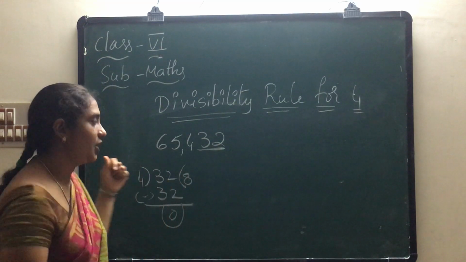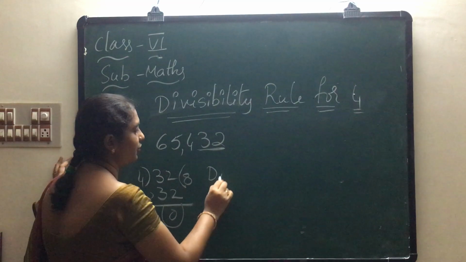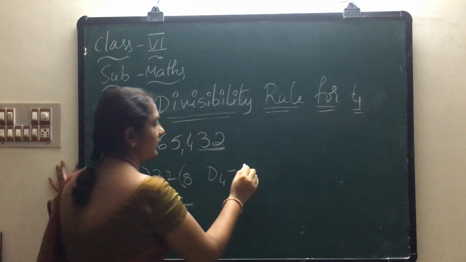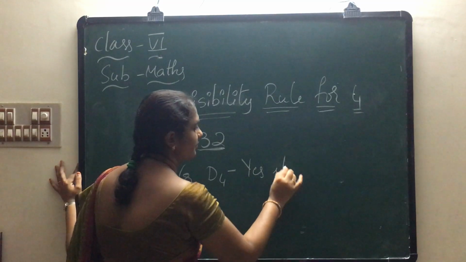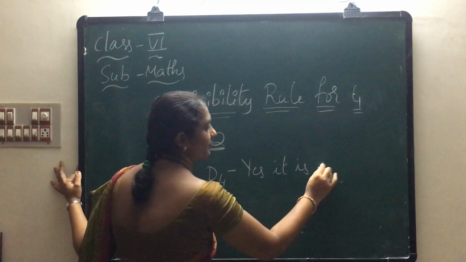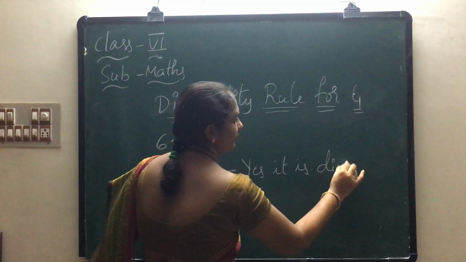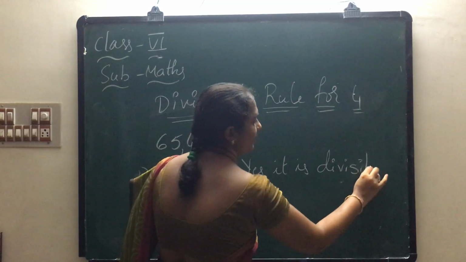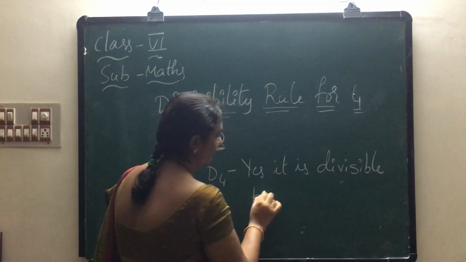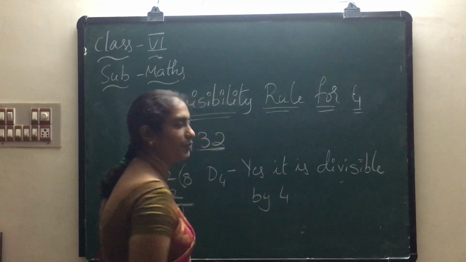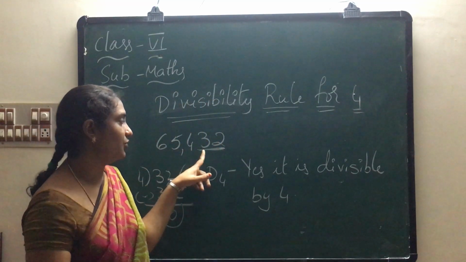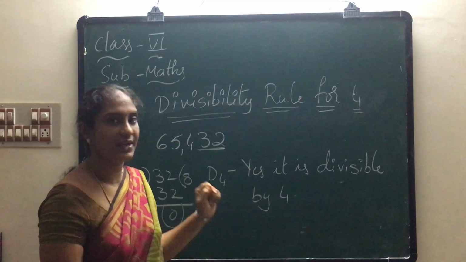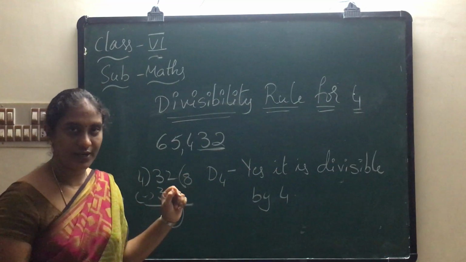Okay children, now write here D4. Yes, it is divisible by 4. The total number 65,432 is divisible by 4. Okay children, do you understand?